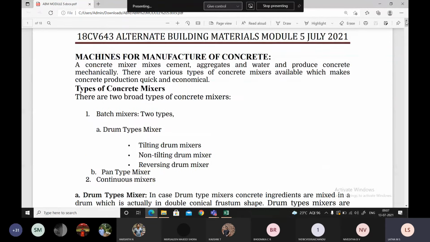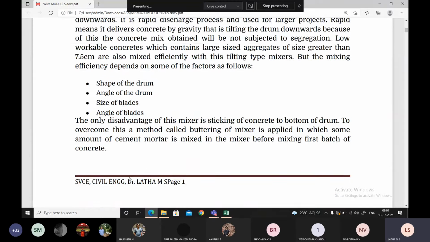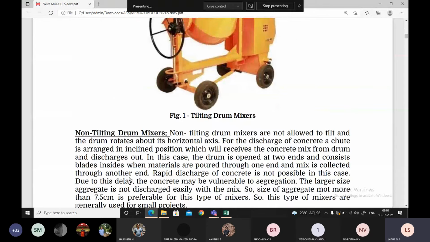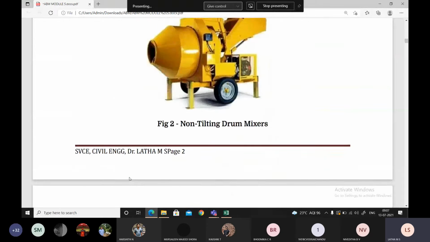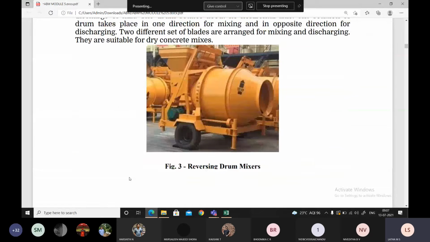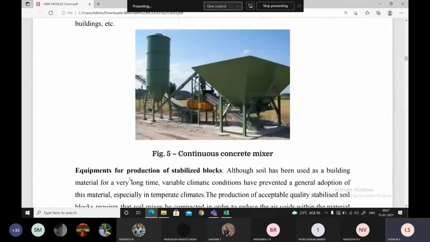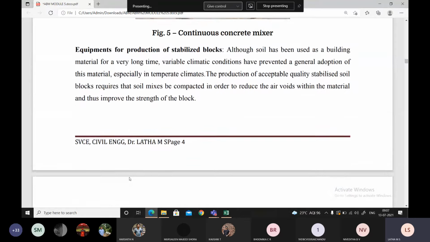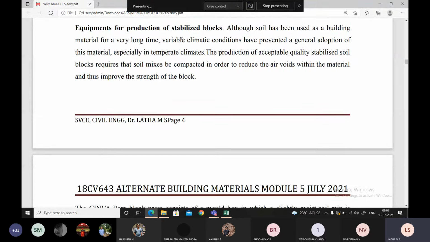Mixers. Yes, there are different types of mixers. In particular we have two types: a batch mixer and a continuous mixer. Batch mixers are divided into two types, and continuous mixers have their own advantages and disadvantages. Moving on, I don't think you have any doubt with this. If you have, please raise it and I'll solve it. If not, we'll continue. The next topic is equipment used for production of stabilized blocks.